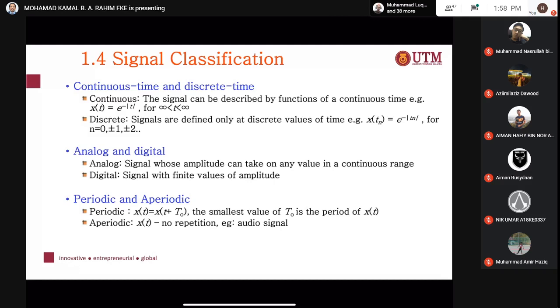A periodic signal is like a square wave or a sine wave, with a periodic time T naught. But a non-periodic signal has no repetition, like your voice signal. Your voice signal is actually a non-periodic signal. Okay, so this is an example of the signals as you can see here.